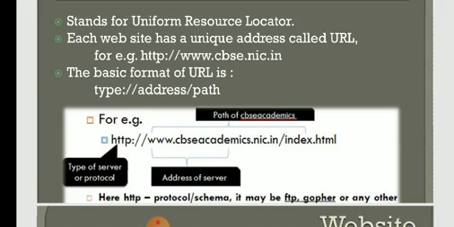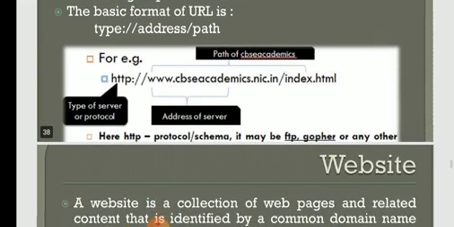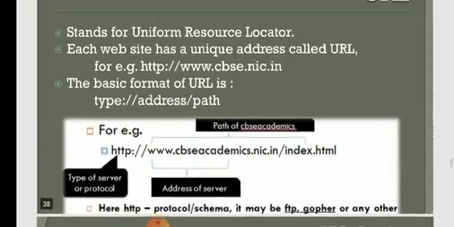Now this www.cbscacademics.nic.in is the address of the server, and then the path is what comes after that, /index.html, that is the path of the CBSE academics website. So I hope you'll be understanding. This is called URL. URL will have the basic format like type://address/path. Here it is the HTTP protocol, it may be FTP, Gopher or any other protocols also will be placed depending upon the URL. I hope you will be understanding what is URL.